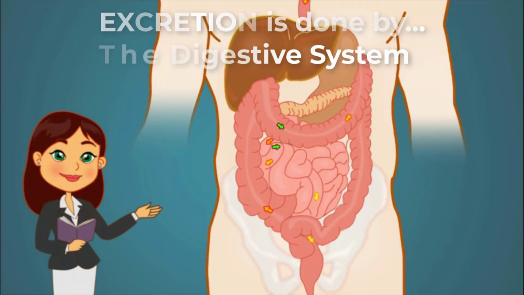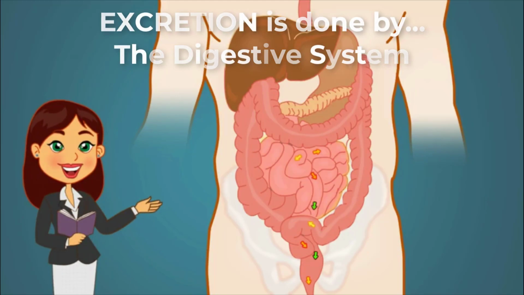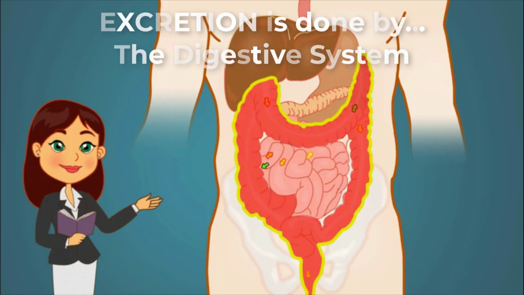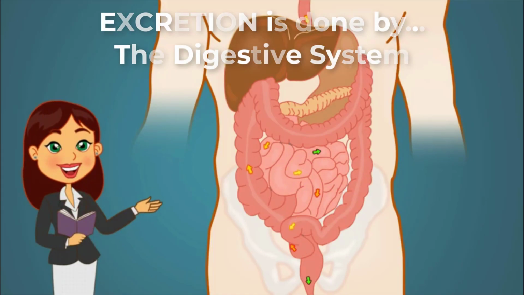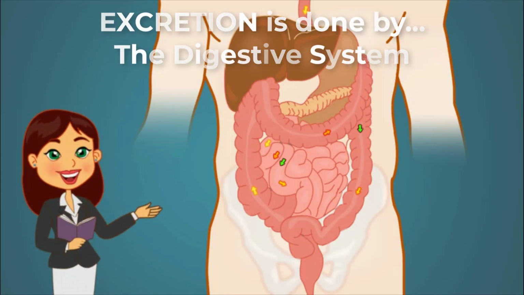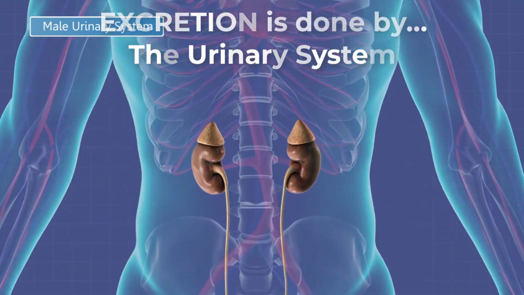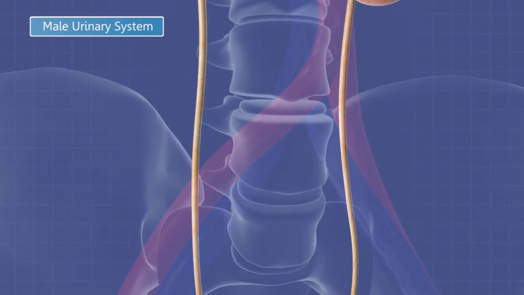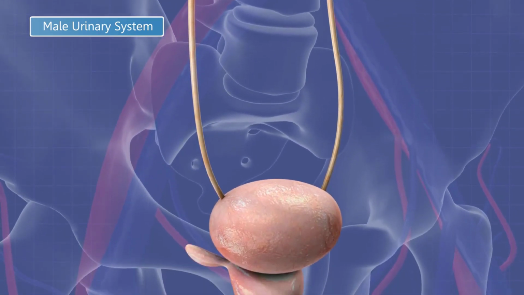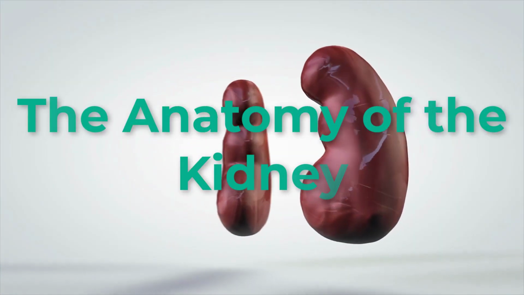The digestive system not only eliminates food residue, but also actively excretes water, salts, carbon dioxide, lipids, bile pigments, cholesterol, and other metabolic wastes. The urinary system excretes a broad range of metabolic wastes, toxins, drugs, hormones, salts, hydrogen ions, and water. The anatomy of the kidney.